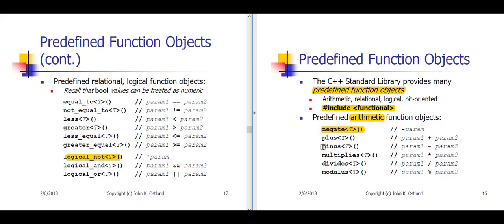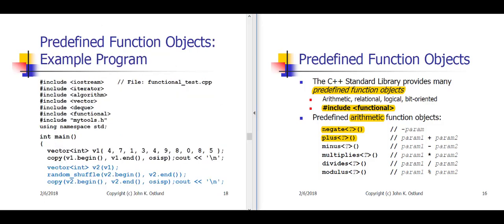Now, in these notations for these predefined function objects, the parentheses at the end indicate a constructor call for creating one of these function objects. The parentheses is not itself, in this example that I highlighted, a call of the plus function. Let's take a look at some examples.